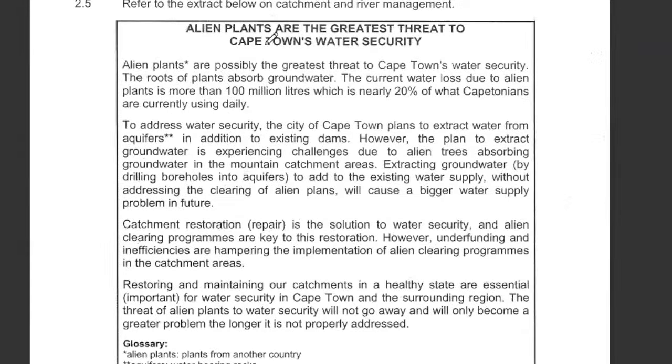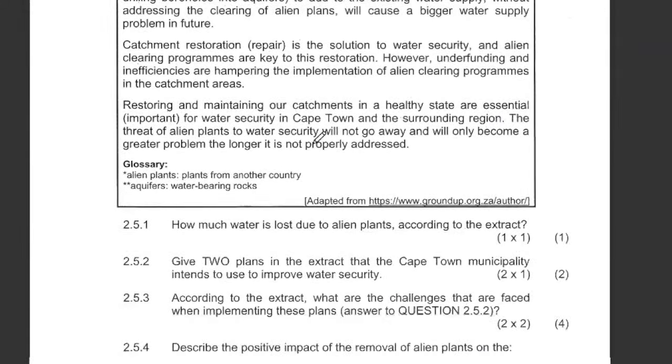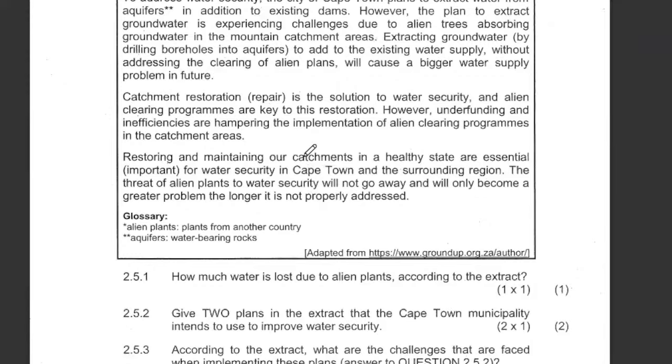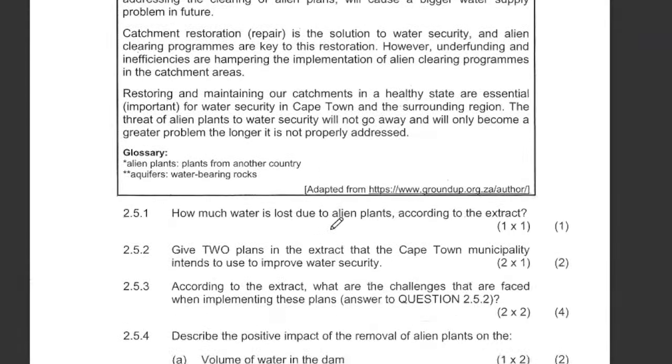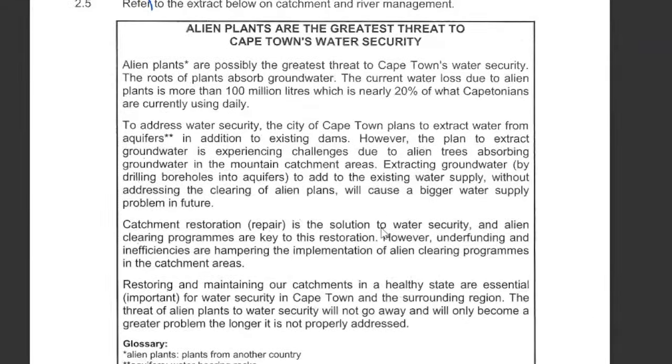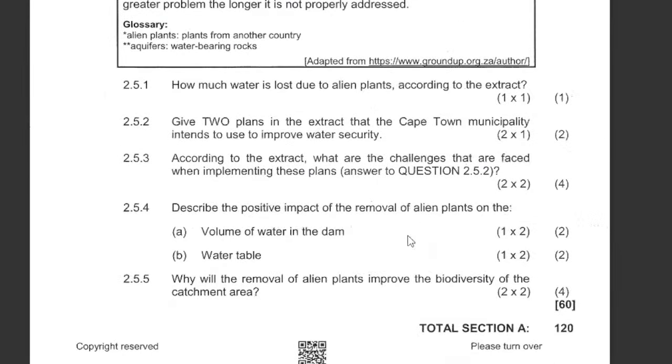Question 2.5, we are given the extract on alien plants. You read through it and understand it. So I've read through the extract, going straight to the questions. How much water is lost due to alien plants according to the extract? You go back and read: alien plants threaten Cape Town's water security, the roots of the plants absorb underground water. The current water loss due to alien plants is more than 100 million liters.